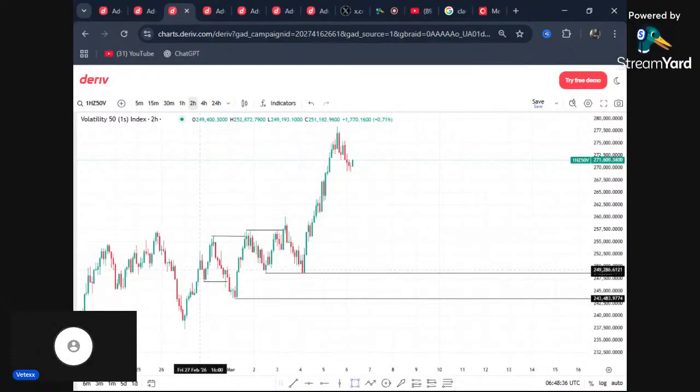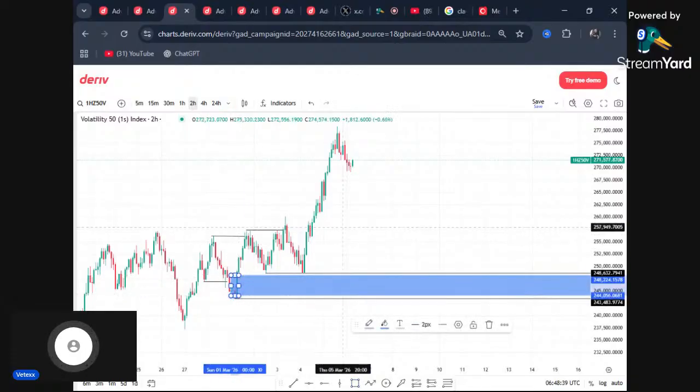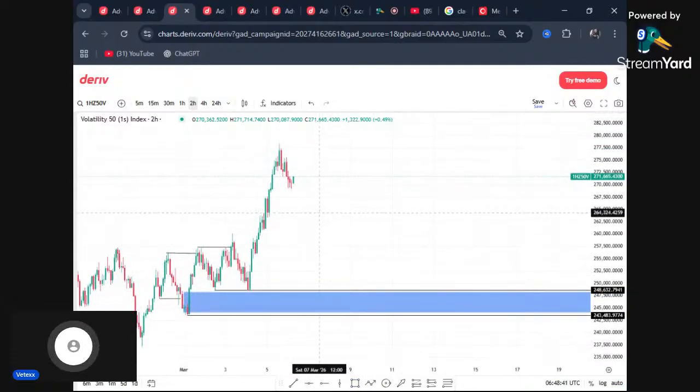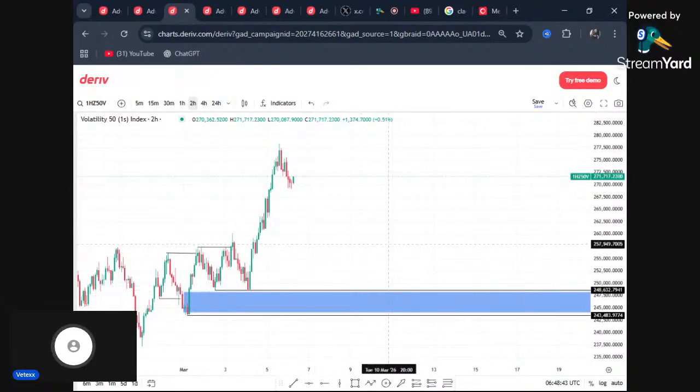And this is our point of interest. So we anticipate the price to come into this zone, give us our continuation entry, and then we'll buy to the upside. So this is what we have on V51. I believe you all are understanding.